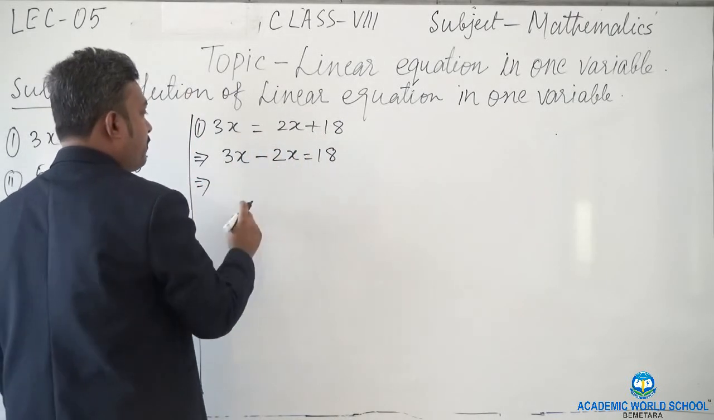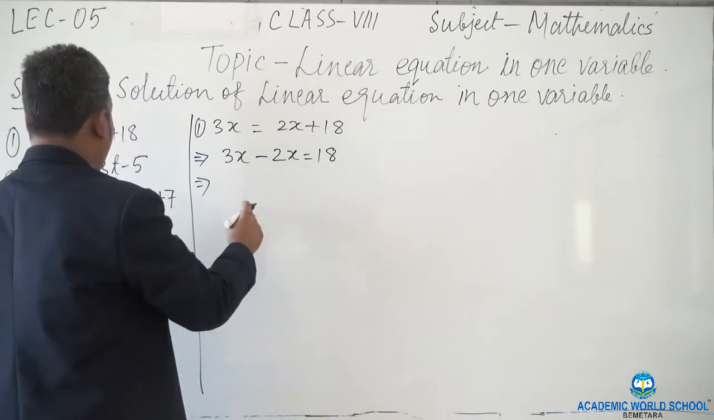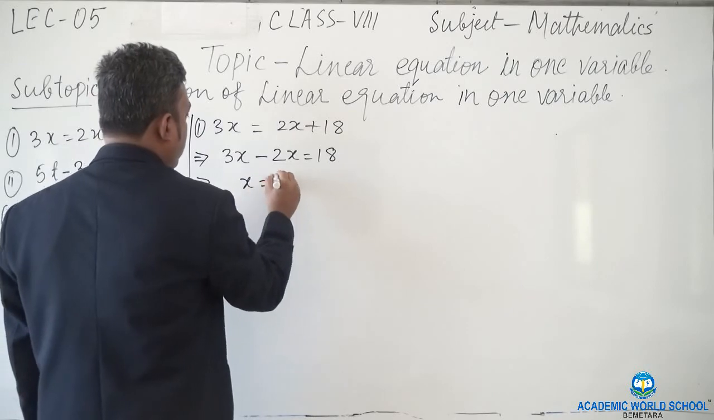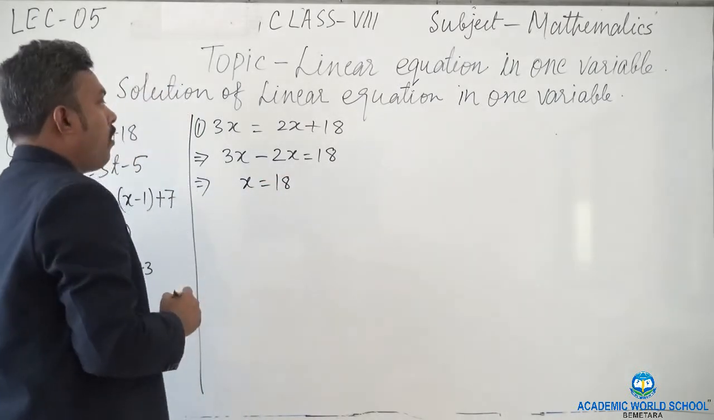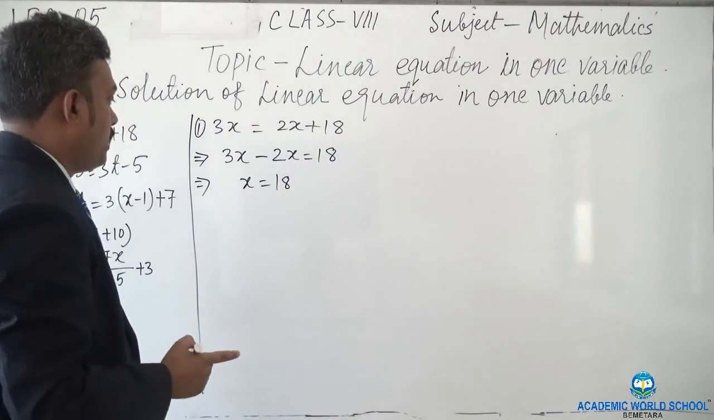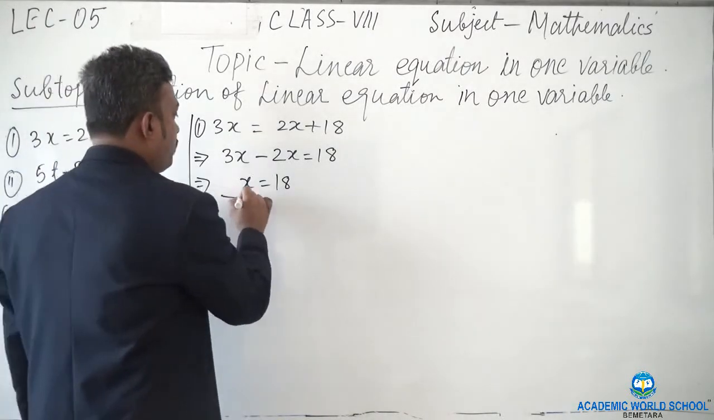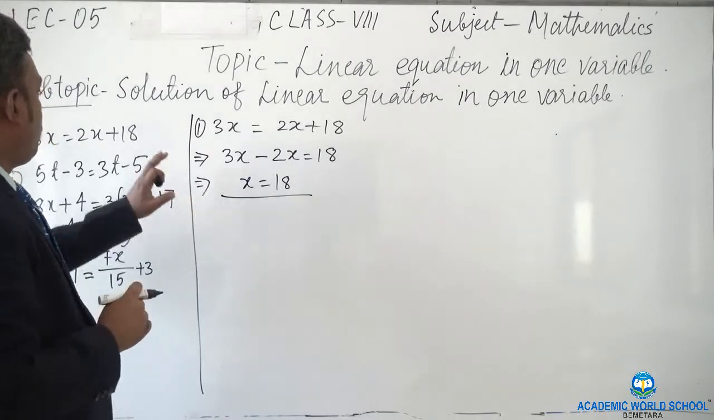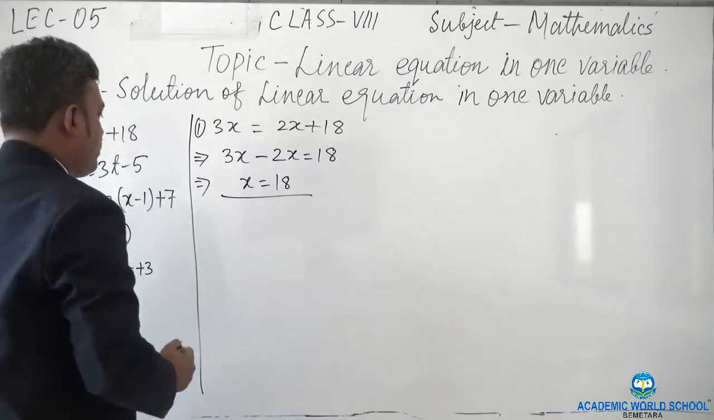Now we will subtract this. 3x minus 2x. 3x minus 2x will be how much? 1x, or we can just write x. So x equal to 18. So this is the solution of this equation. You can verify this result.